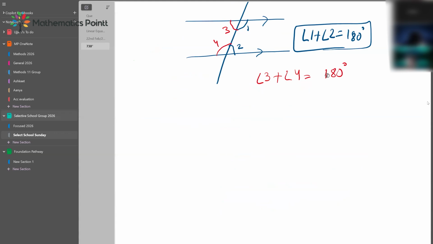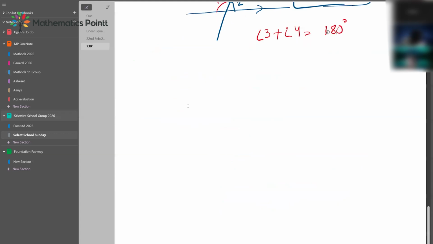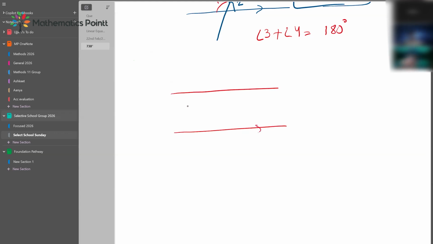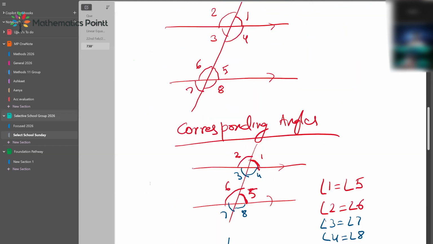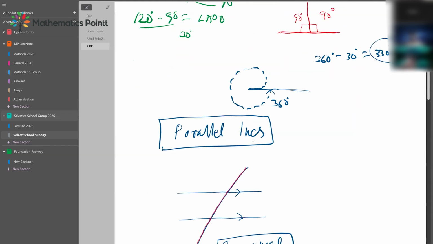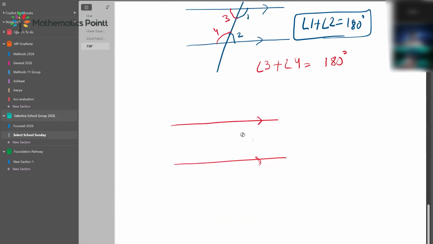Okay, I'm just showing something here now. Time to do some questions. Two lines are parallel. Always look for this arrow, my dear students. Always look for these arrows. All the stuff that I told you above fits if the lines are parallel. The topic that we are doing today is called parallel lines. So the lines have to be parallel.